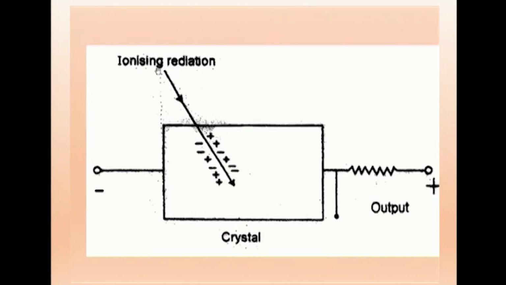So we get ionization. This is the semiconductor crystal. For example, let us take germanium or silicon. Both are semiconductors. We get negative and positive connected. So we are waiting for the output. There won't be any current initially. When a radiation falls on it, we get positive and negative ions created, and we get the current flowing.